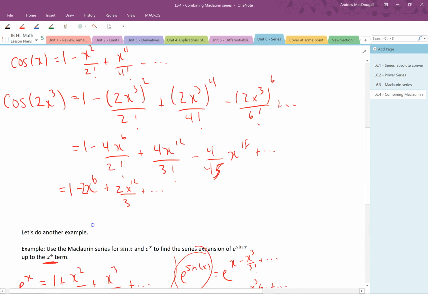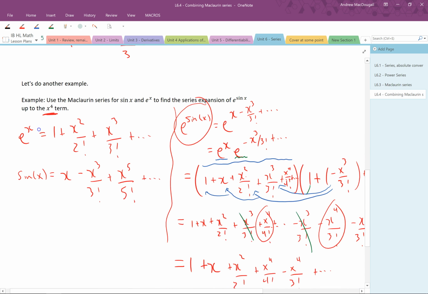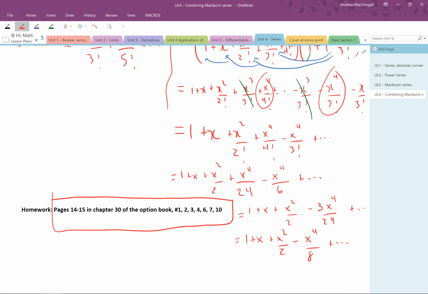The first one is pretty straightforward, I would say, just plugging in 2x cubed into cos x. This one's pretty tricky. Try the homework questions in the book. Here they are. And give them a good try. And then when I get back, we will, of course, take this up and we'll go into some finer points about Maclaurin series and then examine their big brother, the Taylor series.